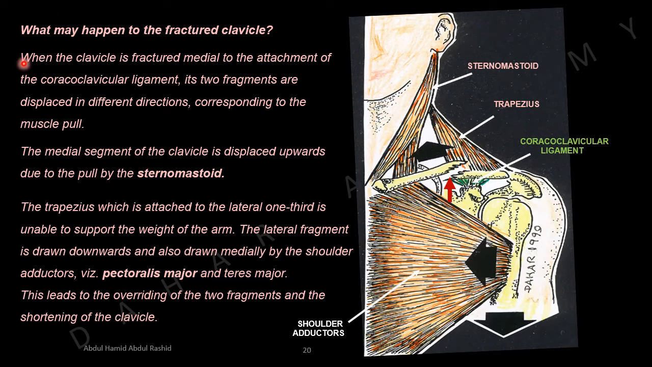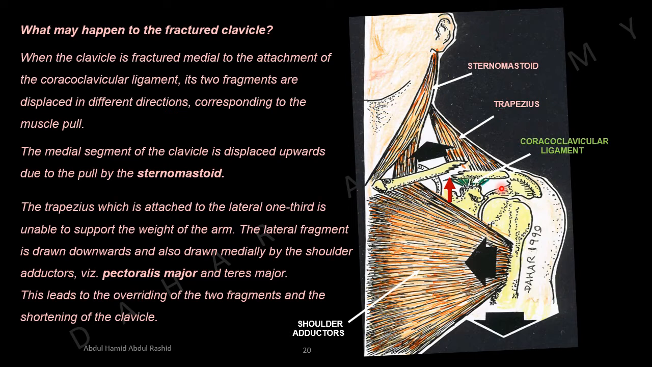When the clavicle is fractured, medial to the attachment of the coracoclavicular ligament, its 2 fragments are displaced in different directions corresponding to the muscle pull. The medial segment of the clavicle is displaced upwards due to the pull of the sternocleidomastoid muscle. The trapezius, which is attached to the lateral 1/3, is unable to support the weight of the arm.